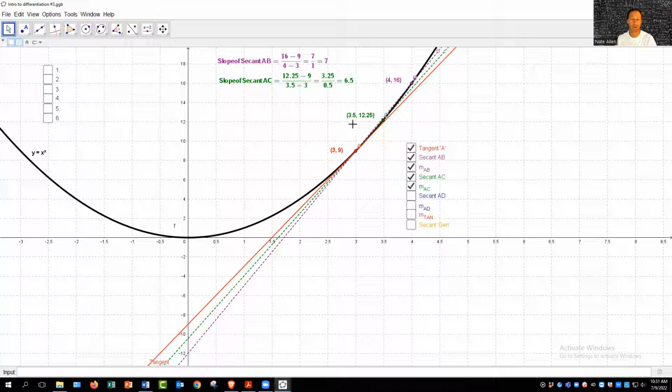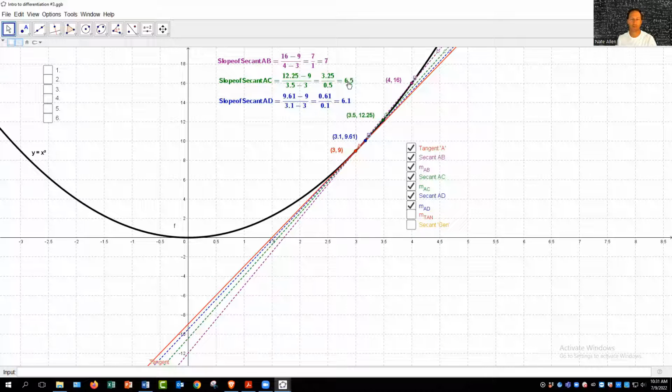Well, what would be better than 3.5? Let's get even closer. How about 3.1? Squared would be 9.61. Find the slope of that. Now look, from purple to green to blue, it's almost at my red. What we're doing is this process of finding the slope by getting closer and closer and closer to our point that we're trying to find, that red one there, point A.